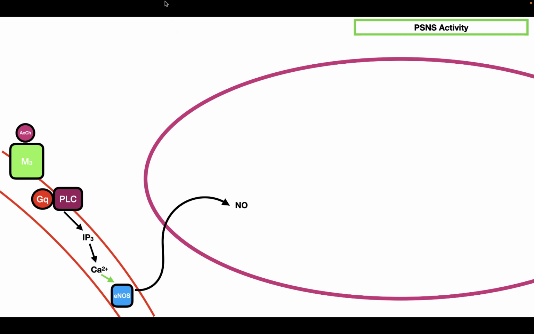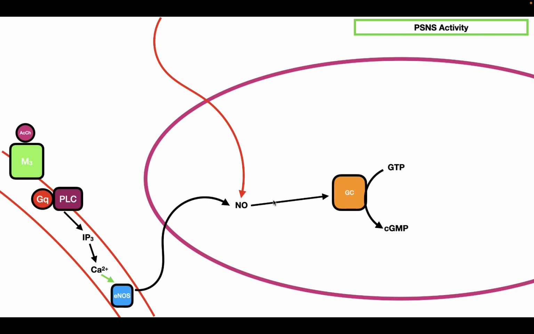Now you can also get nitric oxide released from the postganglionic neurons. The postganglionic neurons have their own nitric oxide synthase enzymes, which produce nitric oxide. The nitric oxide will diffuse from the postganglionic neuron into the smooth muscle cells. So the nitric oxide can then activate a specific enzyme called guanylate cyclase. Guanylate cyclase converts GTP into cyclic GMP, and then cyclic GMP, through a number of processes, will cause relaxation.